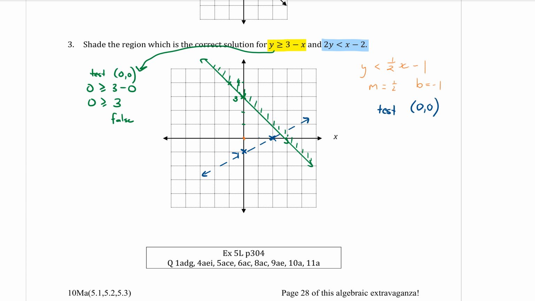Okay, testing 0, 0 into my blue equation. X is 0, y is 0. So 2 times 0 is less than 0 minus 2. 2 times 0 is 0. And 0 minus 2 is minus 2. Okay, is that true or false? Is 0 less than minus 2? It's false. 0 is bigger than minus 2, isn't it? So that means that the origin is the wrong side again. So we want to shade on the bottom side of that line.